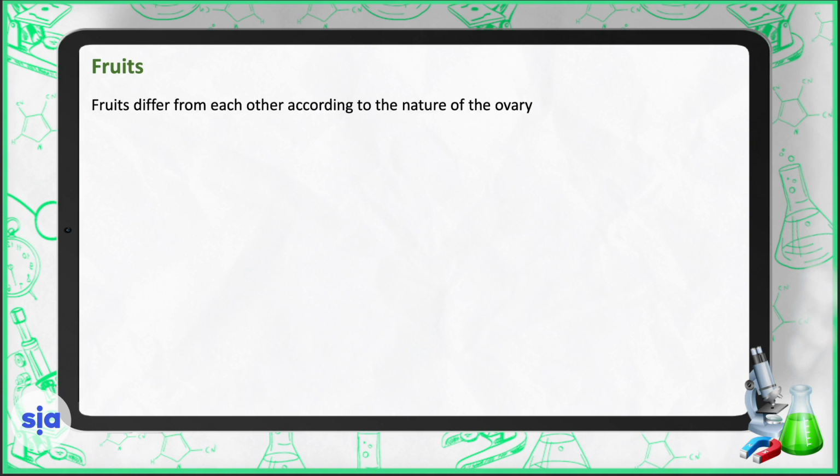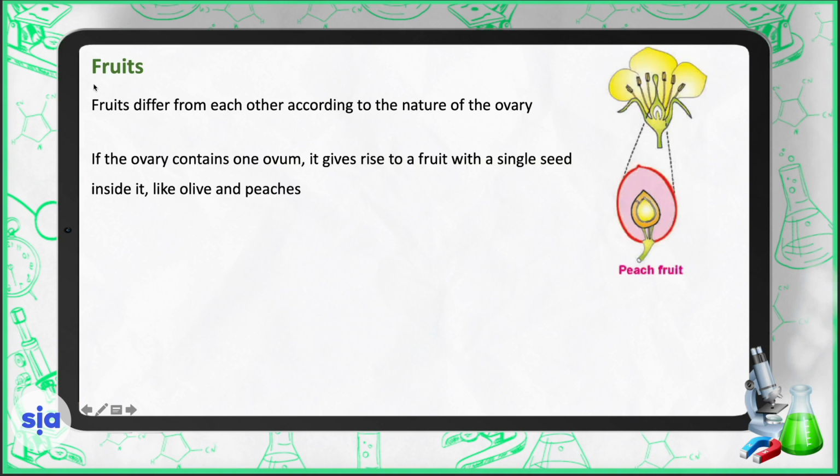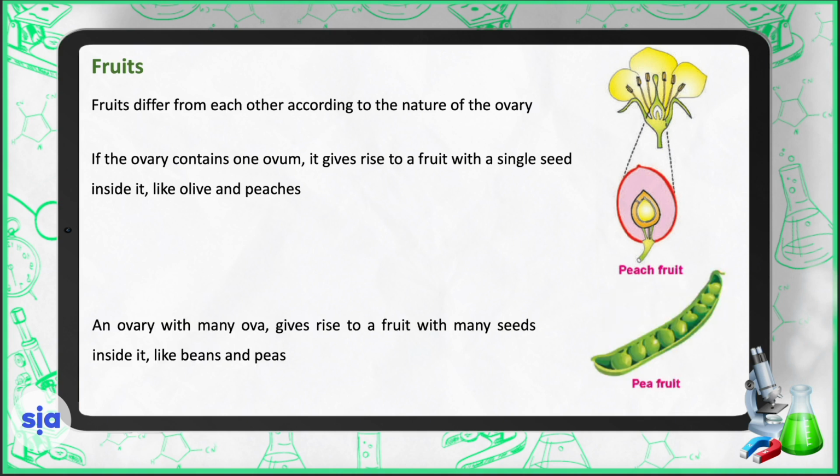Fruits. Fruits differ from each other according to the nature of the ovary. Why? Because the ovary, after fertilization, will produce the fruit. If the ovary contains only one ovum, it gives rise to a fruit with a single seed, like olive and peach. While if the ovary contains many ova, it will give rise to a fruit with many seeds, like beans and peas.